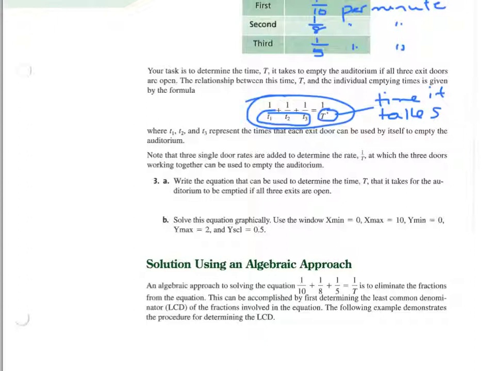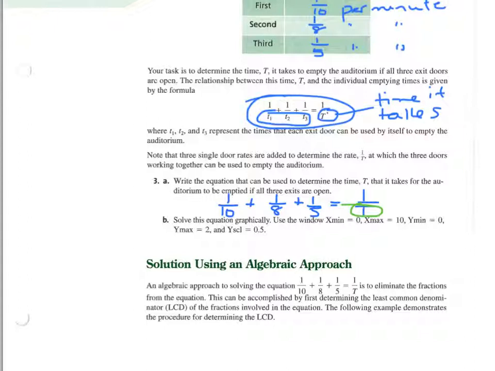So the first one takes 10 minutes, so 1/10. The second one is 1/8 because it takes 8 minutes to do it, and then 1/5. And then 1 over t. T is what we're looking for here. This is the one we're trying to find. How long does it take if all 3 work together?